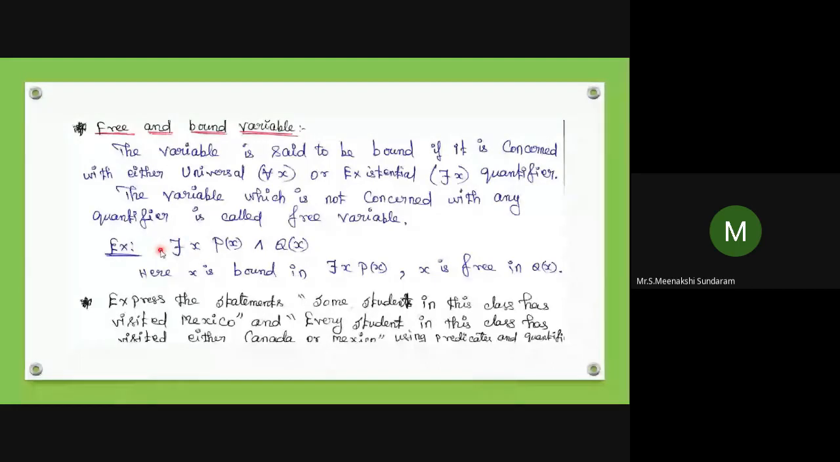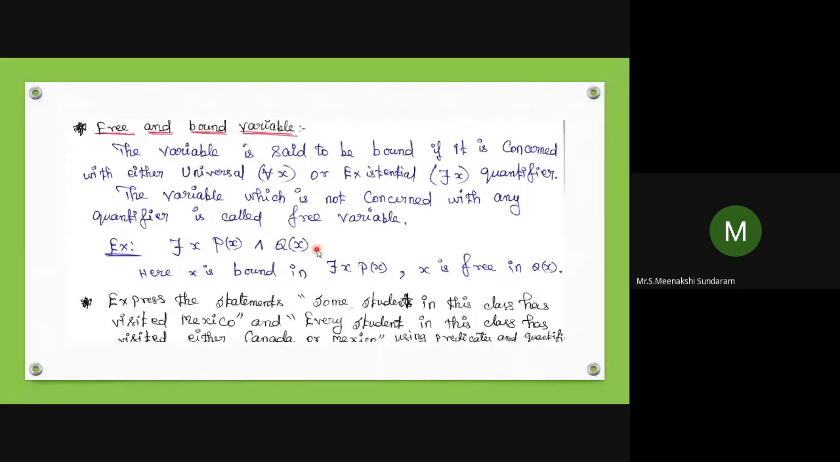For example, there exists x, p of x conjunction q of x. Here x is bound in there exists x p of x, but x is free in q of x. Both are x, but only the first statement is a bounded variable; the second is not bounded. Suppose we use a bracket here, then both are bound by the variable. Here there is no other bracket, so only p of x is bounded and q of x is not.